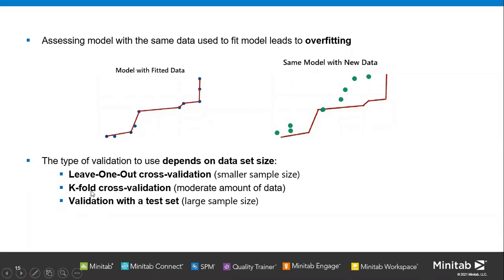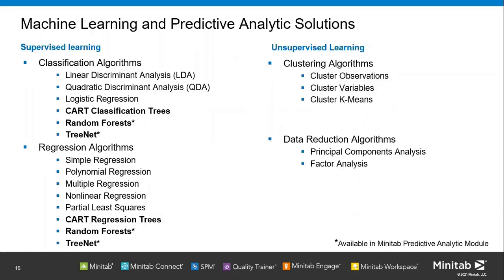So you can go for K-fold cross validation, or you can go for validation with a test set. Maybe you have 100 data points, 30% is the testing and 70% is used to build the model. This is how we split our data set. These are the predictive modeling tools available in Minitab.